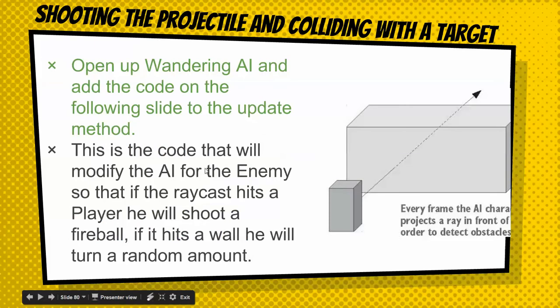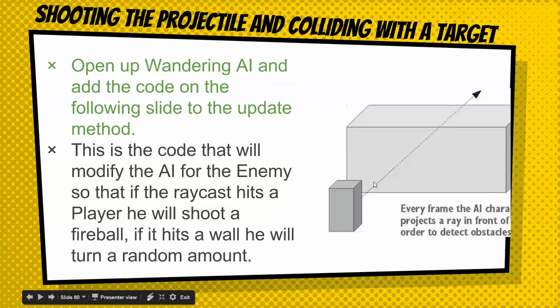This is the code. Okay, let's read this. This is the code that will modify the AI for the enemy. The bad guy is going to shoot his raycast, right? And if his raycast hits a player, it's saying, hey, you're facing towards the player, so he knows, oh, I need to fire my fireball. So if his raycast hits a player, he shoots a fireball. If the raycast hits a wall and he's super close, he knows that he needs to turn.